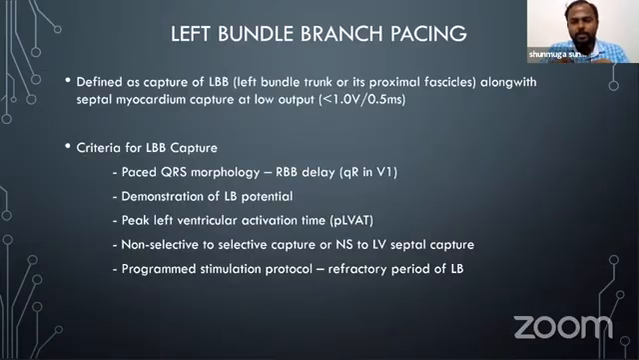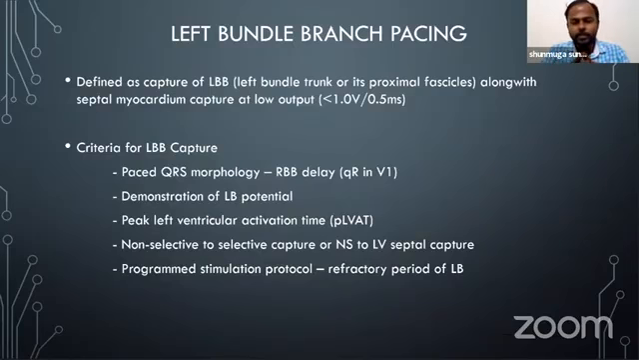So while pacing, after capturing the left bundle, you have placed the lead in the left bundle zone, and you have to pace and measure the interval between the pacing spike to the peak of R wave in lead V5 or V6. So that is known as peak left ventricular activation time, and it should be preferably less than 80 milliseconds. So you have to measure the interval between the onset of pacing spike to the peak of R wave. So that duration in lead V5 should be less than 80 milliseconds.